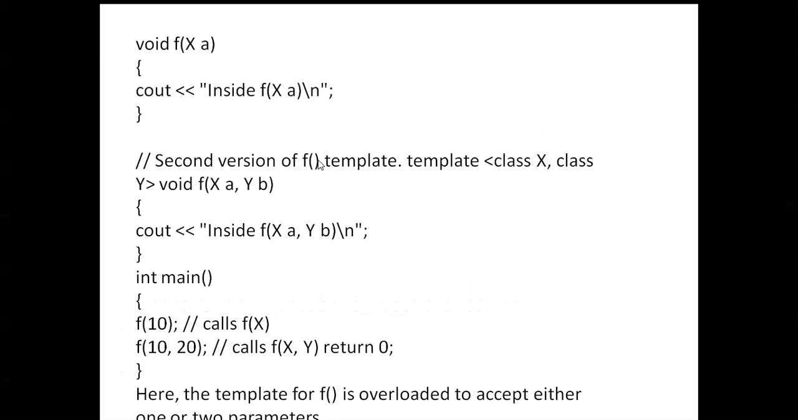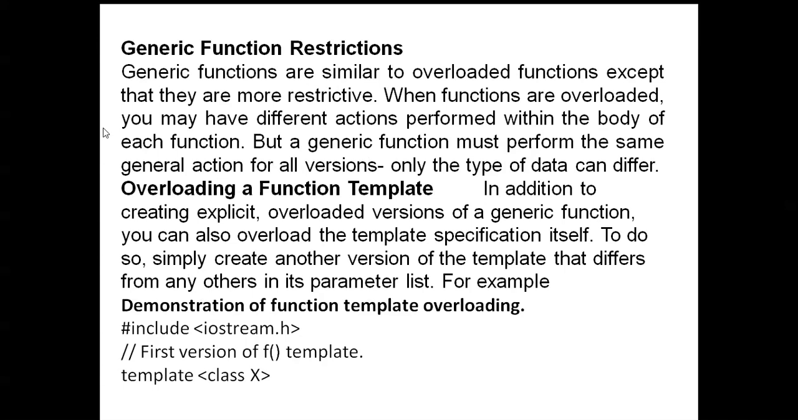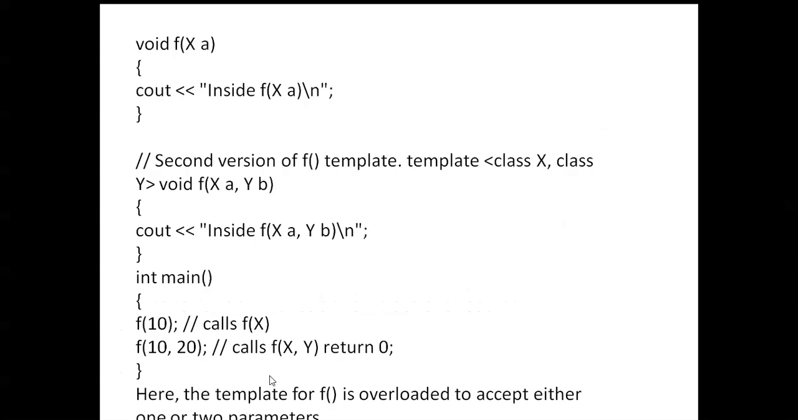This is the program for that. Template <class X>, the first version of f: void f(X a), inside f(X a). Next, the second version of f: template <class X, class Y>, void f(X a, Y b), inside f(X a, Y b). In the main function, f(10) with only one value calls f(X), and f(10, 20) calls the version with X and Y.